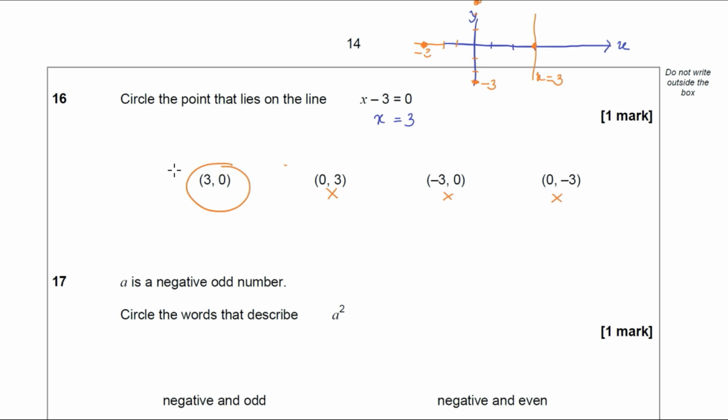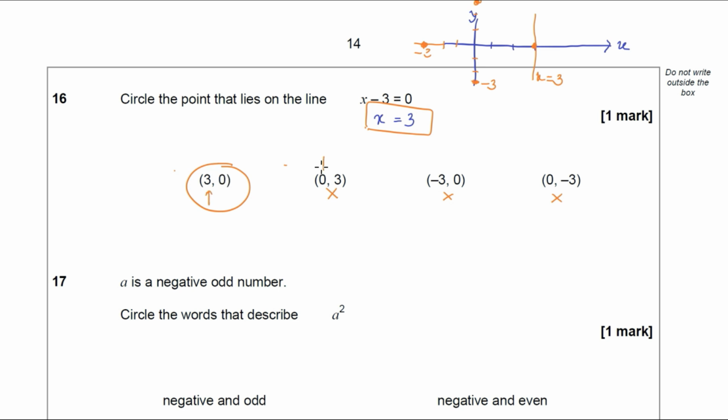You know, there is another way to do this problem. As you can see, our line is x equals 3. So we actually need to check only the x-coordinate of each point. Here, x is equal to 3. So this must be the answer.